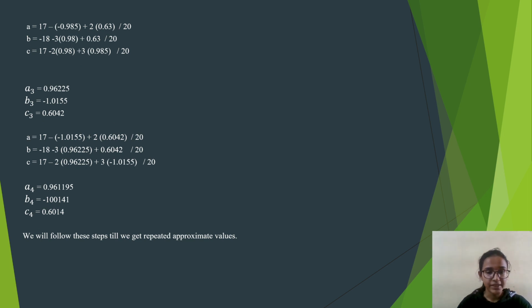That's what we have done for A2, A3 and A4. Sorry, for B4, C4 too. That's what I meant. So we will follow these steps till we get the repeated approximate values. At the point at which we start getting the repeated values, which are all approximately the same, that will be the final answer, that is the solutions for the given equations, that will be the values of A, B and C.